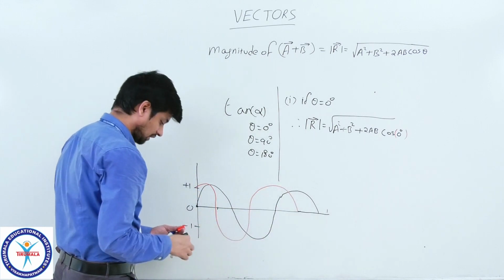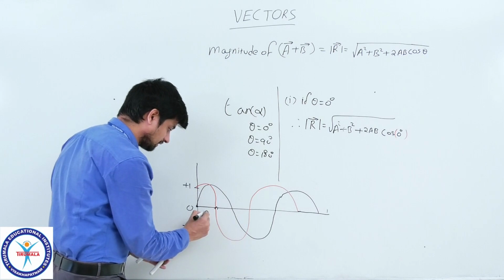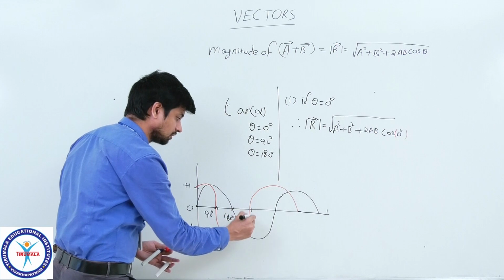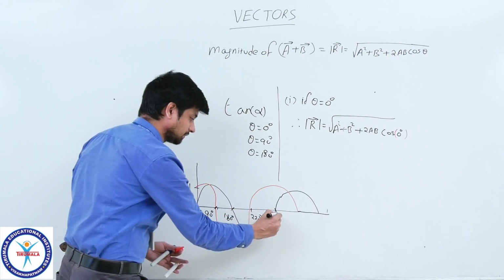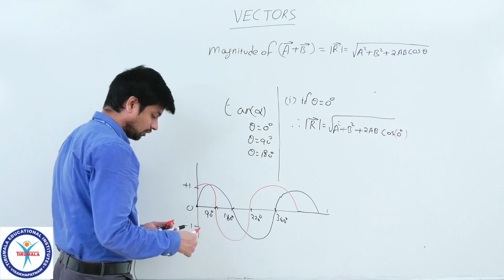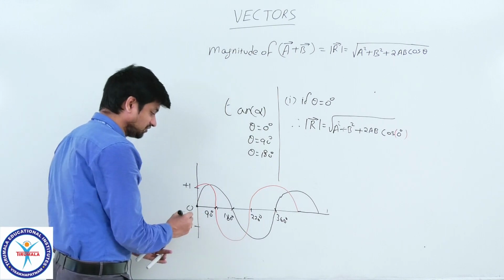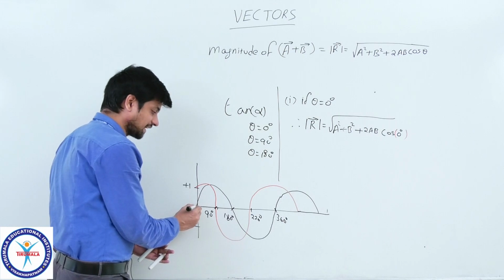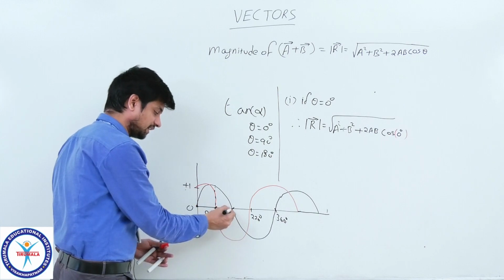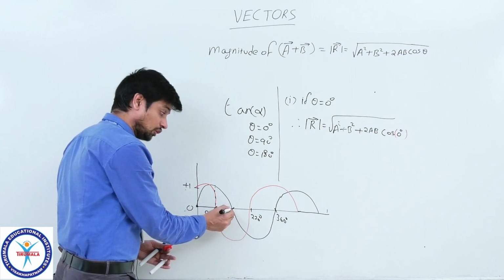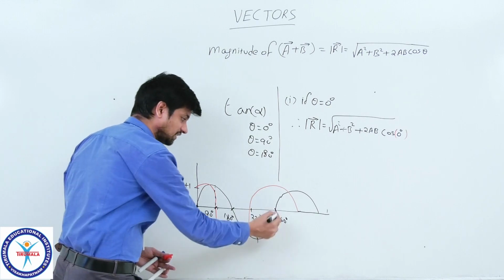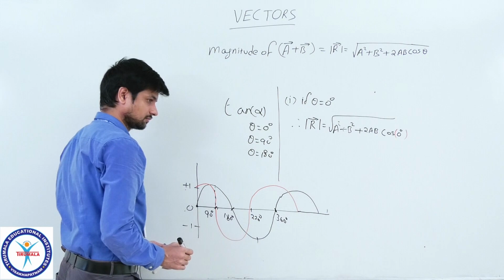Okay. Yes. Now, this is 90 degrees, 180 degrees, 270 degrees, 360 degrees. Okay, children? Yes. Now, you can see sin 0 is 0, sin 90 is plus 1, sin 180 is 0, sin 270 is minus 1, sin 360 is 0. Did you understand?